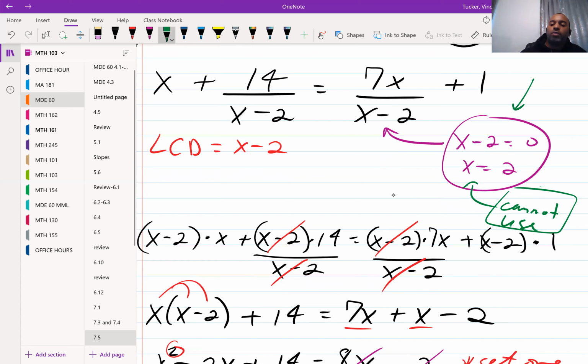Also, checking your extraneous value, x minus 2, set it equal to 0. So x cannot be equal to 2. So that's the value we cannot use. Cannot use that value.